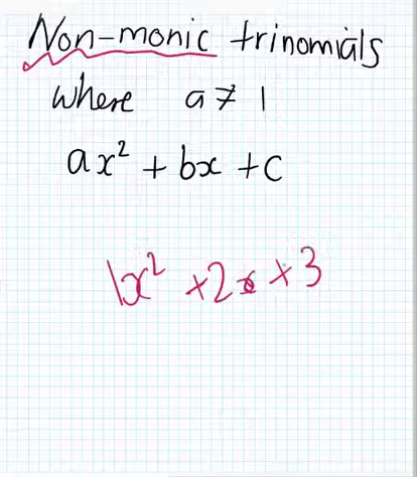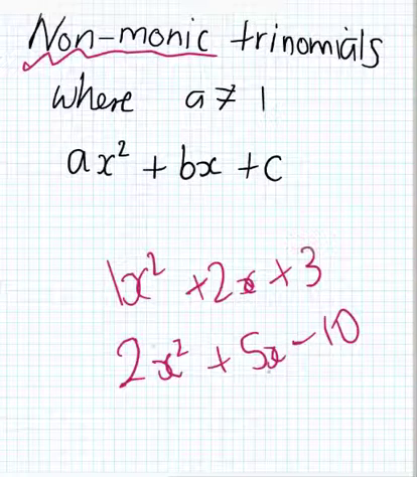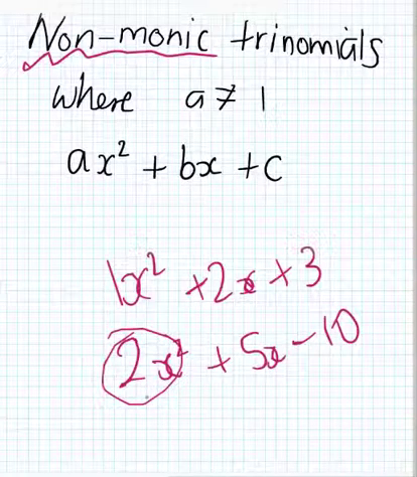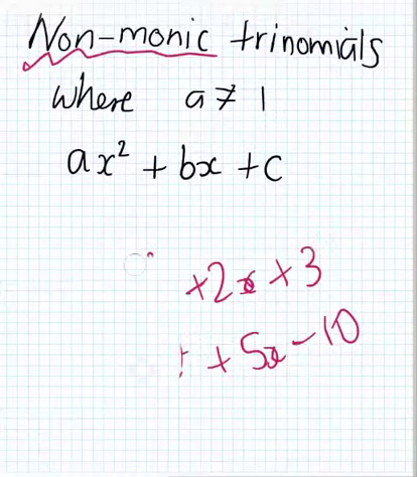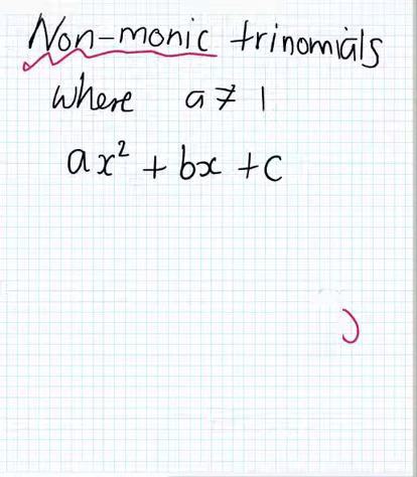So when it comes to ones where the coefficient of x squared is not equal to 1, for example, if we have 2x squared instead of x squared, and then plus 5x, say minus 10, then because the coefficient is not 1, it's called a non-monic trinomial. To factorize these ones is a bit harder, but once you get the hang of it, it is quite easy. Like I said, we are going to be using the grouping method, and of course there are other methods you can learn as well.